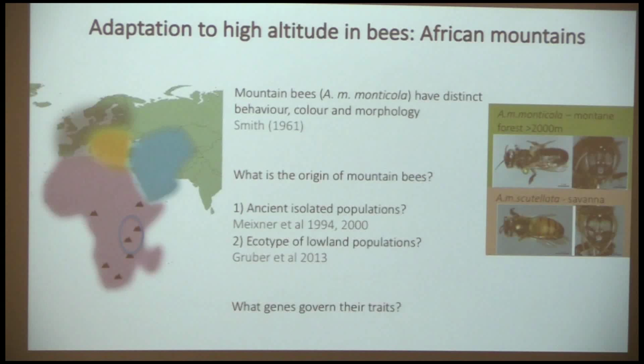Different studies have suggested different origins for these bees. It's been suggested maybe they're ancient isolated populations, but also that they're just very closely related to the lowland ones, but they somehow have different adaptations. So that's one of the things we can address using sequencing. And the other thing we're interested in is trying to understand what genetic adaptations they might have.